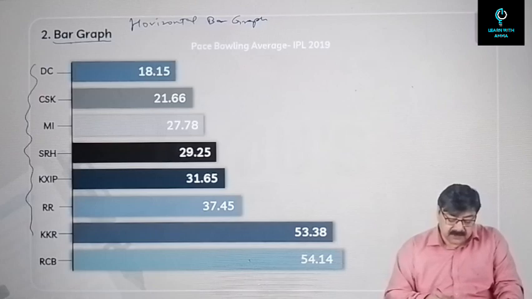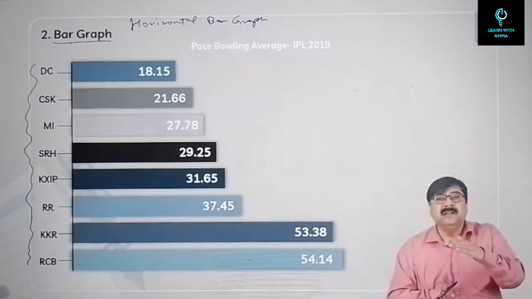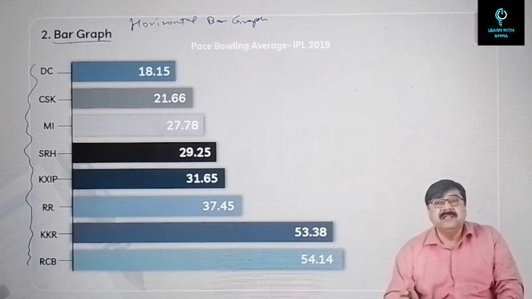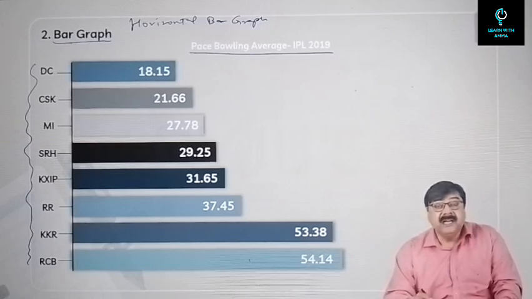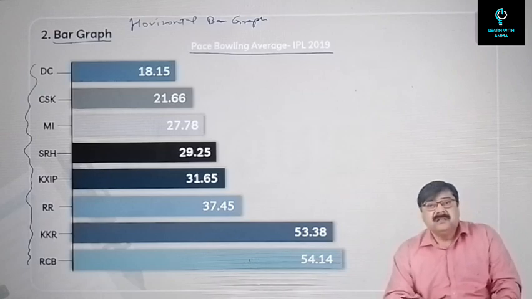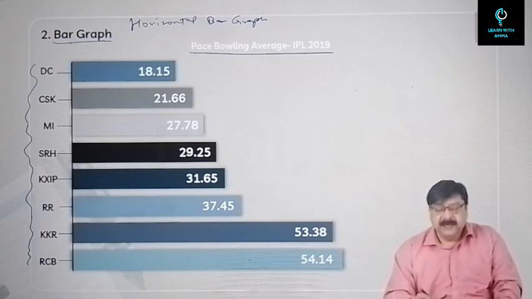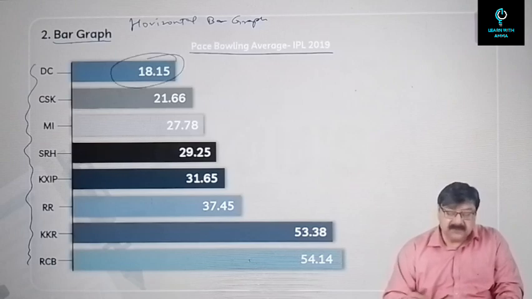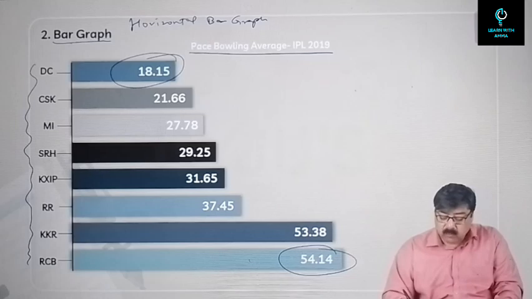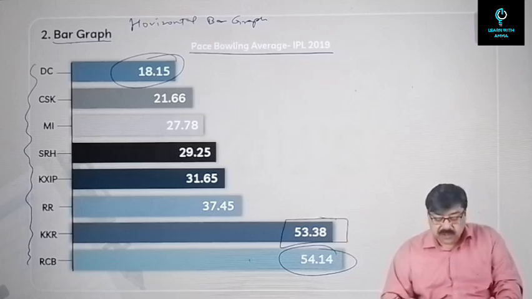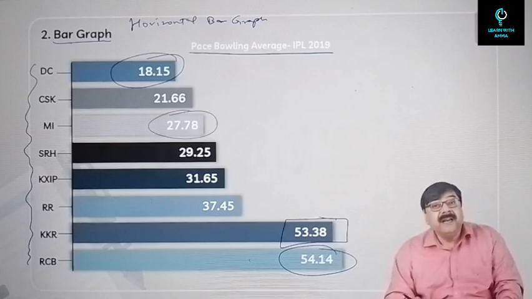These are the names of the teams, and if you just rotate this by 90 degrees in anti-clockwise direction, this would become a vertical bar graph. So once again, pace bowling average in IPL 2019 for various teams is given here, and you can compare. And the questions could be asked, which team has the lowest pace bowling average? That is DC. Which has the highest pace bowling average? That would be RCB.